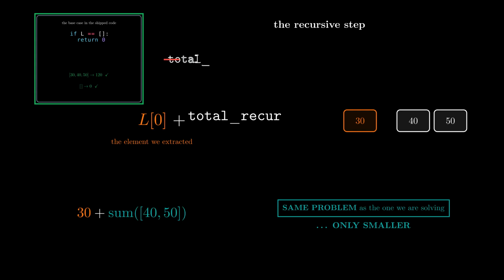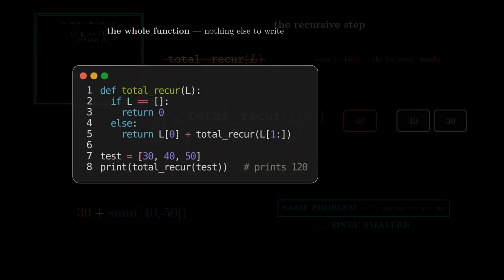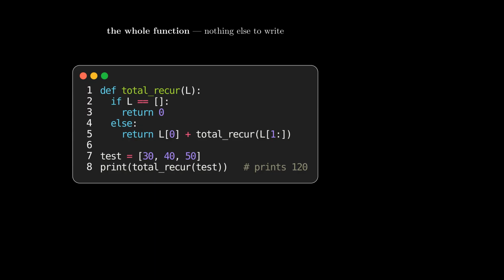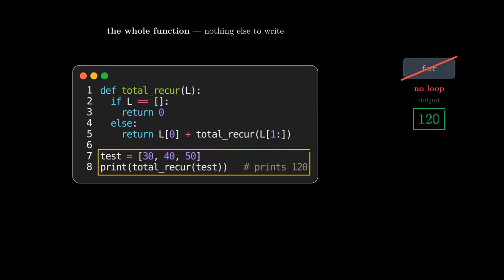Total recur, called not on L, that will be the identical problem all over again, and the list will never shrink. But on L from index 1 onward, which removes the first element. That is the whole function. Nothing else to write, no loop. On the test list 30, 40, 50, it returns 120, the same answer the loop gave.